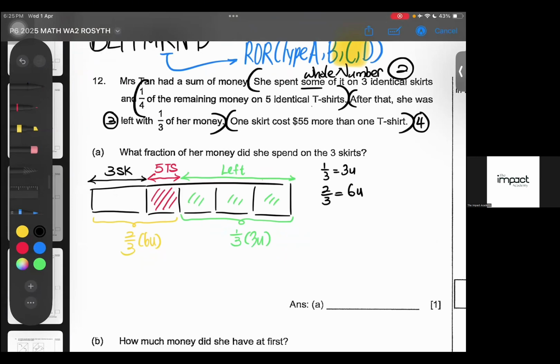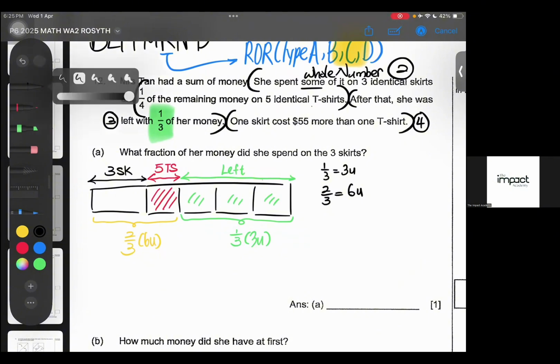So because the 1/3, you see, the moment they give you a new fraction, right? That means they are regrouping. True? True. After that, she was left with 1/3 of her money. So the 1/3 is 1 part. Does it make sense to you? So then the 2/3 is also 2 parts. Okay, slowly one by one first.